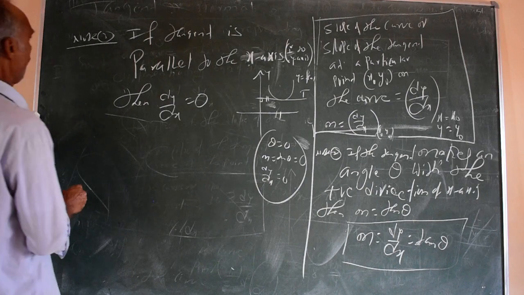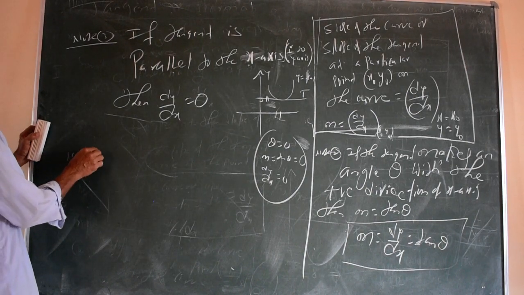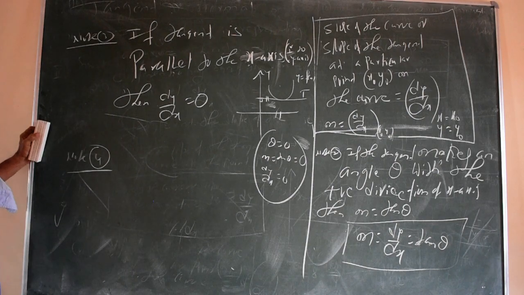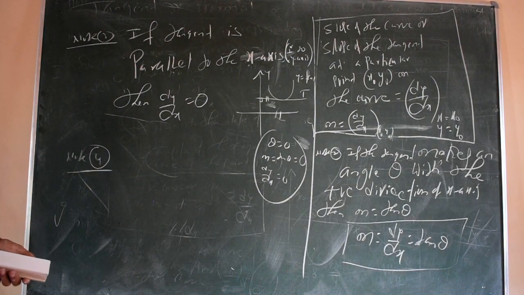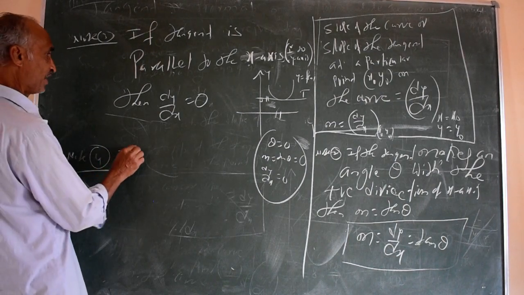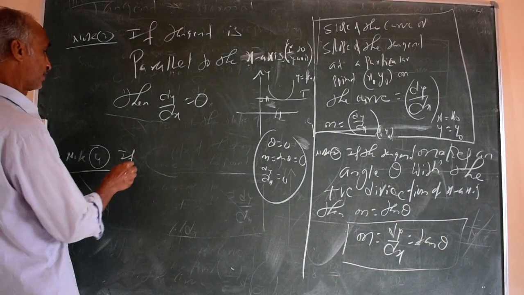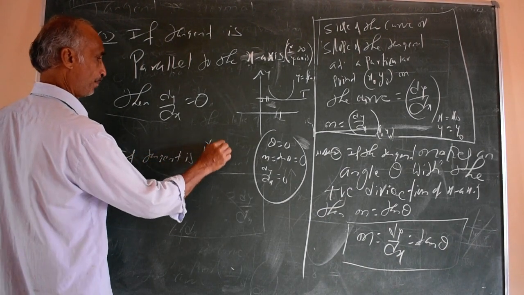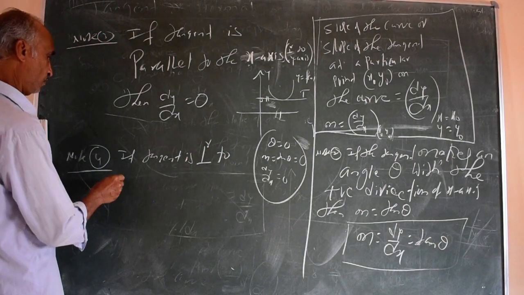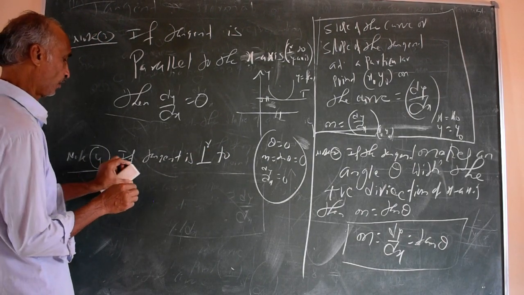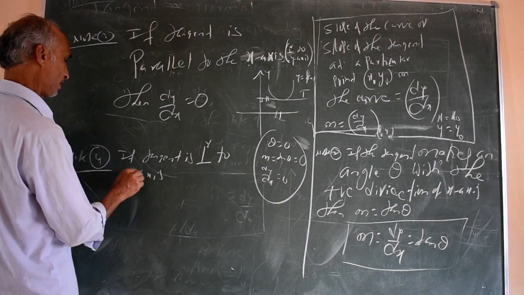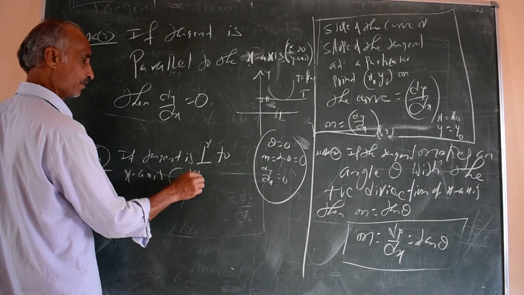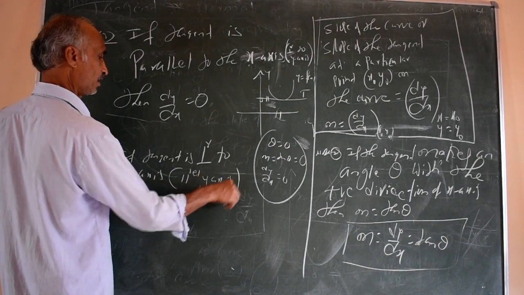Okay. Note number 4. Last note. One more is left out. 2 notes are left out. So these results or notes are to be remembered as a formula for following the problems. Note number 4. If tangent is perpendicular to x-axis, in bracket parallel to y-axis, perpendicular to x-axis means parallel to y-axis.